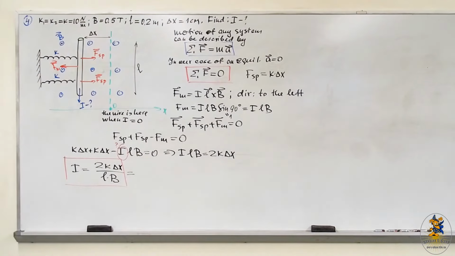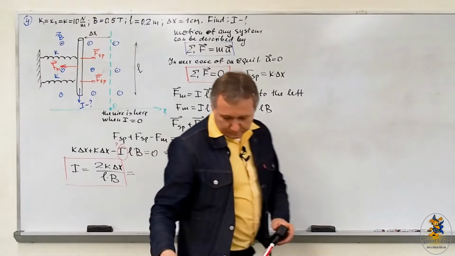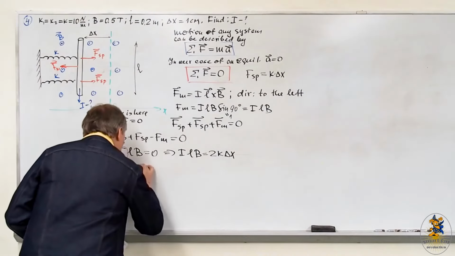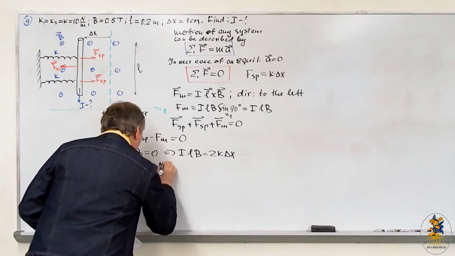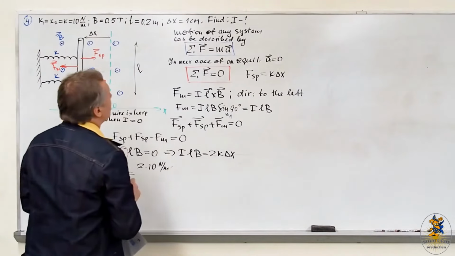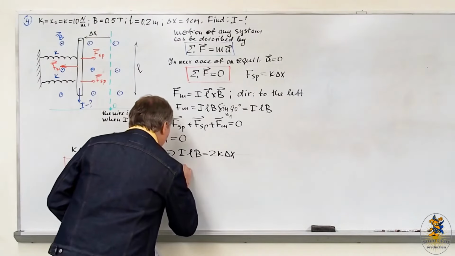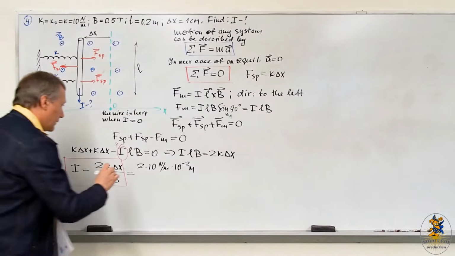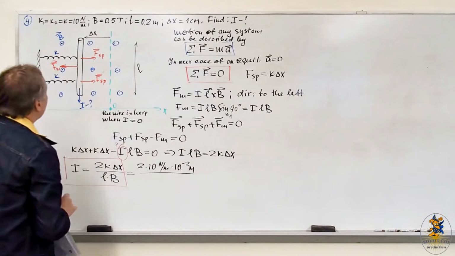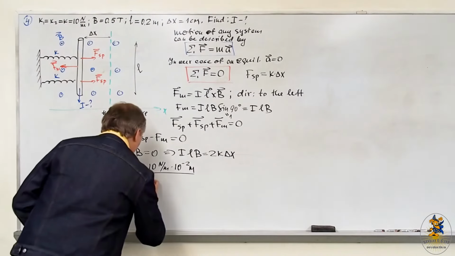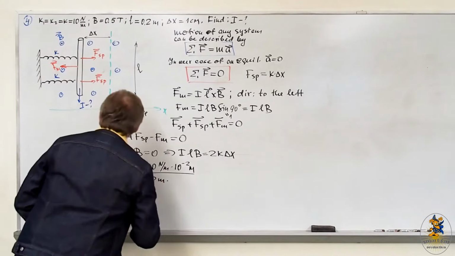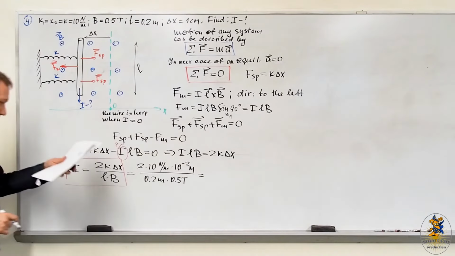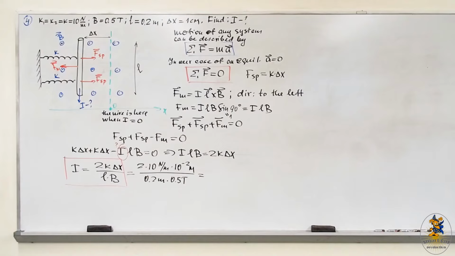And of course, if you plug numbers. Okay, I will write it down. 2 times 10 newtons per meter times delta x. 1 centimeter, it's 10 to the power of minus 2 meters, right? Divided by L 0.2 meters and B 0.5 Tesla. Okay, I'm not calculating. I will look at my notes. 2 amps.